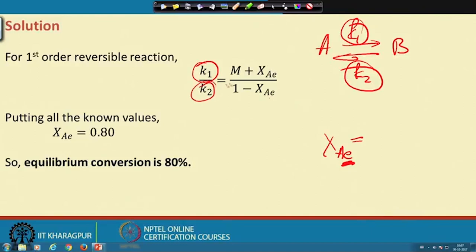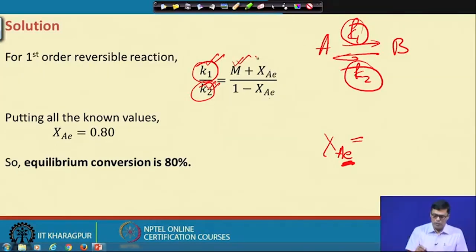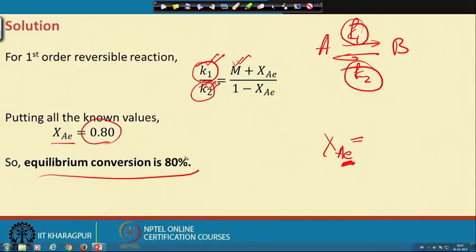This expression we have seen during the analysis of reversible reaction. Please refer to this. And then in this problem, we know the value of K1, we know the value of K2, and this M value is 0. So, we can easily calculate the value of XAe, and this is coming to about 0.8. That means the equilibrium conversion of this process is 80%.